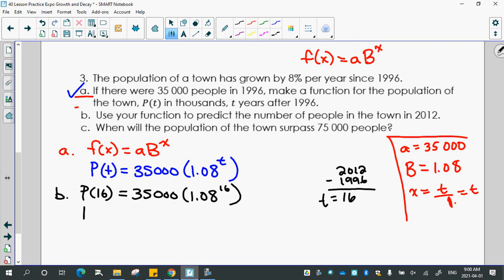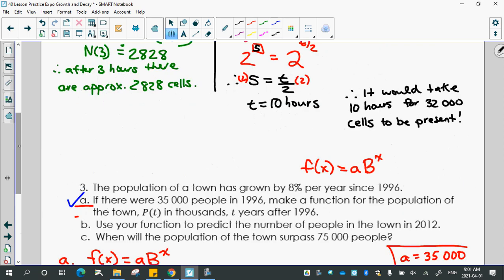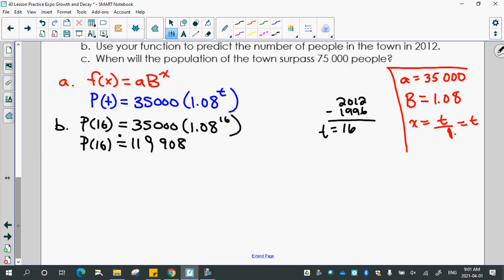And after 16 years, the town's population is approximately 119,908. Approximately 119,000 makes sense, down to the nearest person, 908. Oops. So we need a "therefore" for that one. Use your function to predict the number of people.